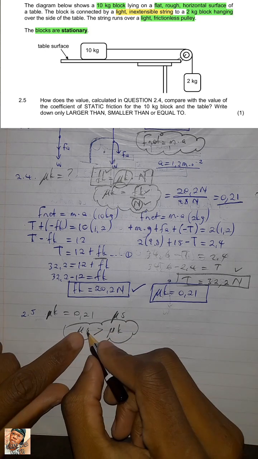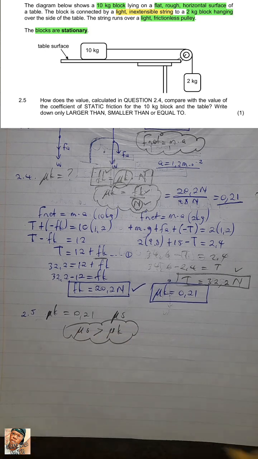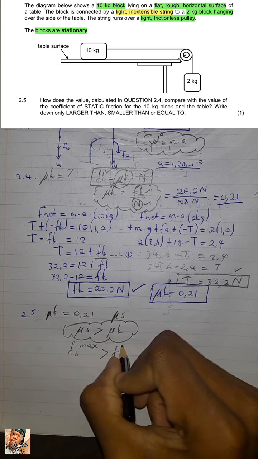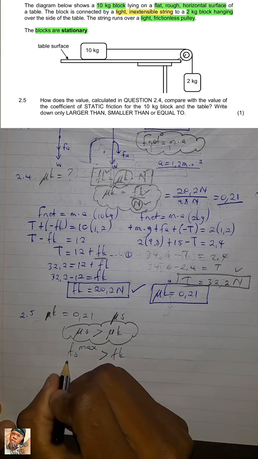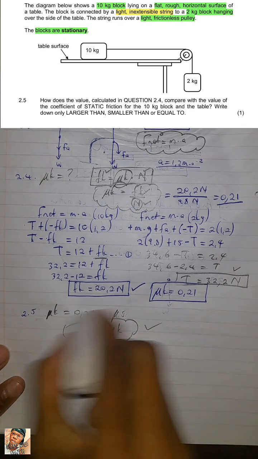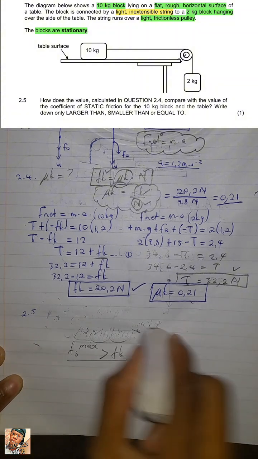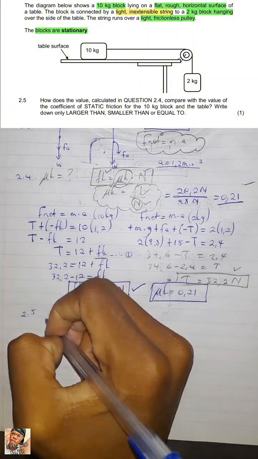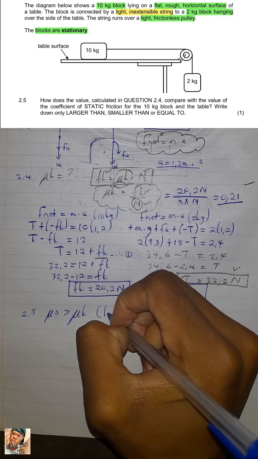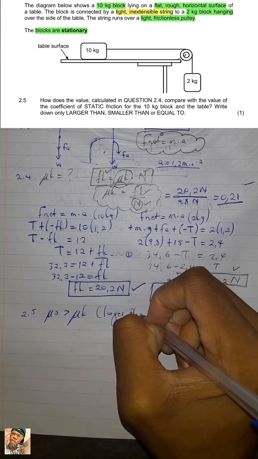The coefficient of the static frictional force is always greater than the coefficient of the kinetic frictional force because the static frictional force is greater than the kinetic frictional force. Because this is the case, then that is also the case. So this is always something that applies, okay? So we're going to write larger than. Let me actually write the answer first. This is greater than this. So the answer is going to be larger than.